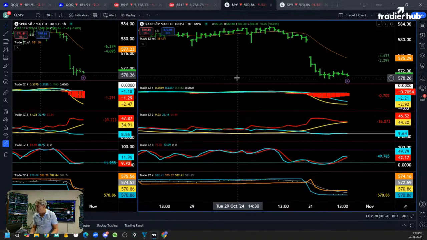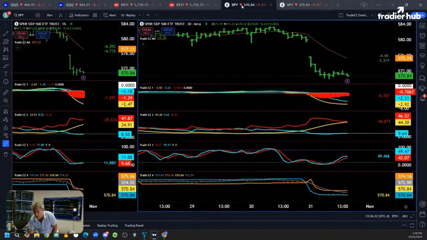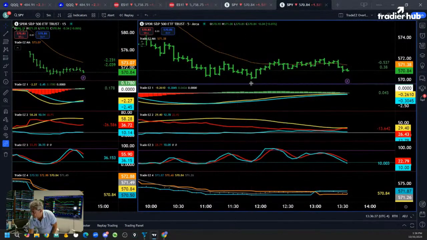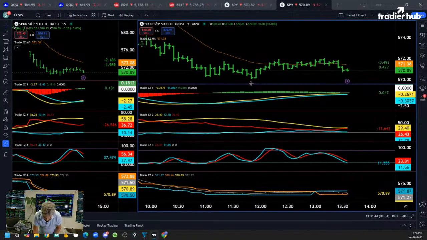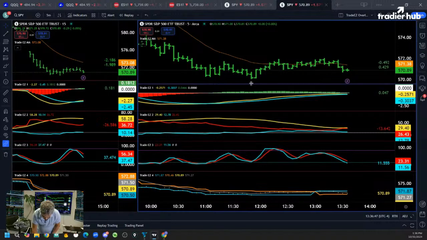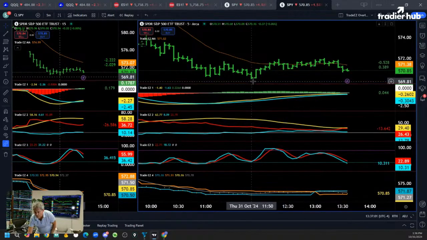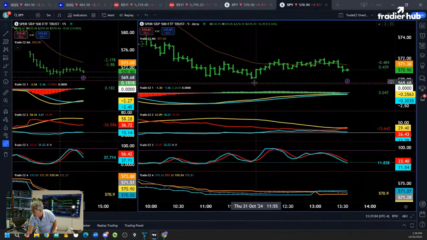So I wanted to show you a really great pattern today on the Spiders here on the 5 and the 15-minute time frame. So right here, I want to just show you this. When you look here, you can see we were making new lows right here. I called a long here on the market, right?